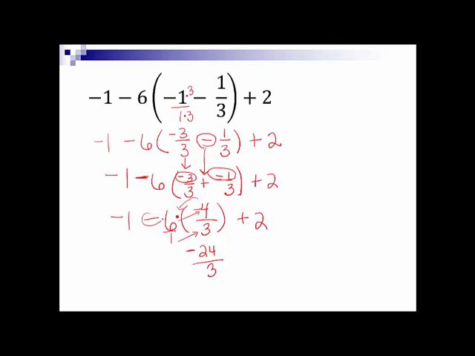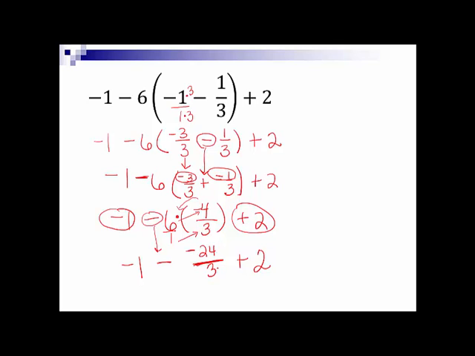Here I still have this subtraction sign. So I'm going to go ahead and bring that down. I still have this -1. I need to bring that down. And I still have this plus 2. So I need to go ahead and bring that down. Now here, as I look at this problem, I have a subtraction. I have an addition. This fraction bar means division. So if I can do that division, I will.